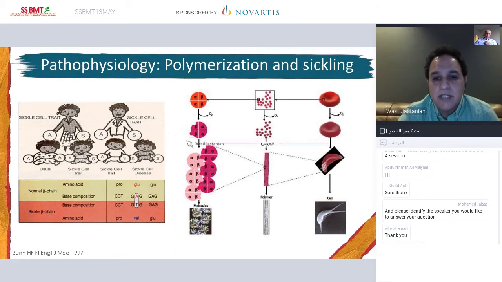And this change in amino acid causes a biochemical change in the hemoglobin molecule, particularly in the deoxygenated state, where molecules become hydrophobic and formulate this lock and key effect in the deoxygenated state, causing polymerization. And these polymers precipitate in the red blood cell, causing the red cell membrane damage and the change of the sickle cell to its sickle cell shape.